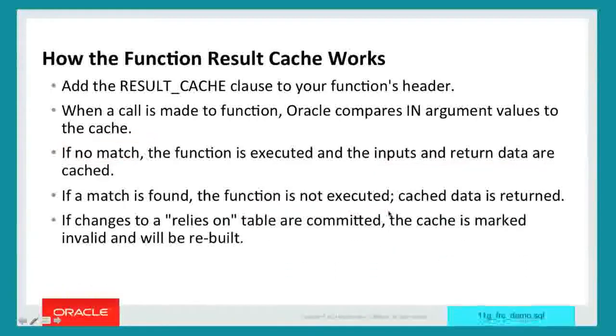And Oracle automatically, as of 11.2, tracks the tables on which your function relies. And if anybody makes a change to that table and commits them, then the cache is automatically marked invalid and will have to be rebuilt. So Oracle will automatically make sure that nobody gets dirty data out of the cache. Pretty cool stuff. Let's take a look.